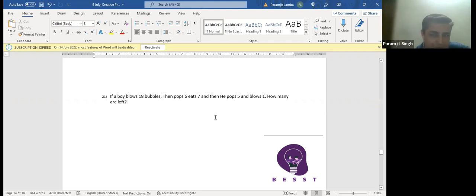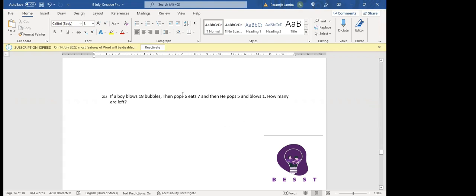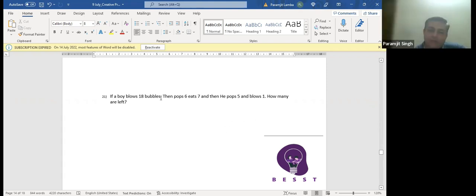Correct. Absolutely. Perfect answer. After blowing all the bubbles, after popping all the bubbles and eating them, he blows 1. After blowing 18 bubbles, he is blowing a 19th bubble. So 1 bubble will remain at the end. Why? Because 6 and 7 is 13, 13 and 5 is 18. 18 minus 18 is 0. Then he blows 1. So 1 will be left.